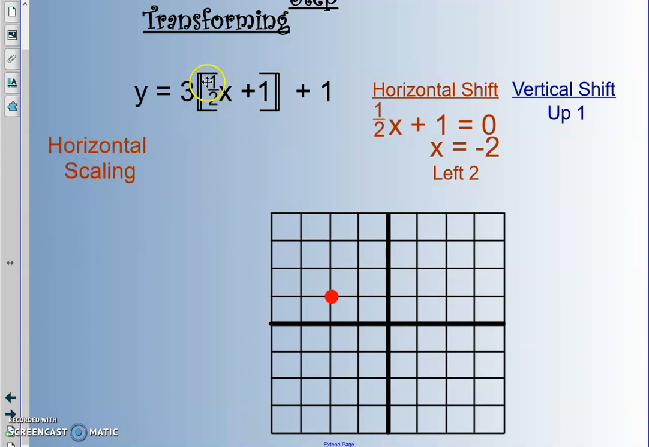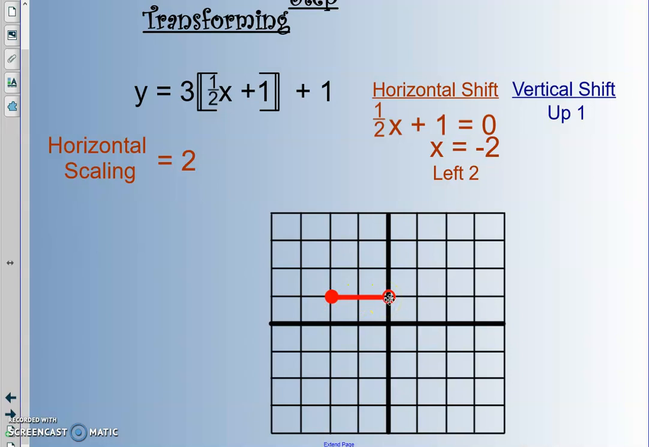However, we do have some horizontal scaling with this 1/2. Do you think this half means that we're going to go to the right a half? No, it's inside the function. And as we learned in class just yesterday, anytime you're inside the function, things behave opposite. The horizontal scaling is 2. So I'm actually going to go to the right 2. And that's the length of my stair. We sometimes call this the run. The run is 2 units.